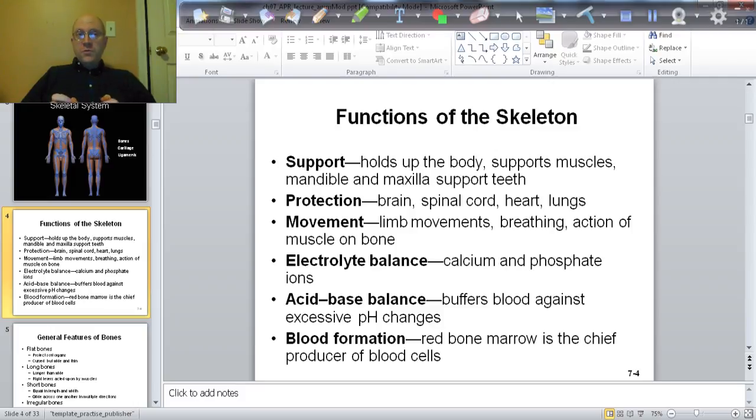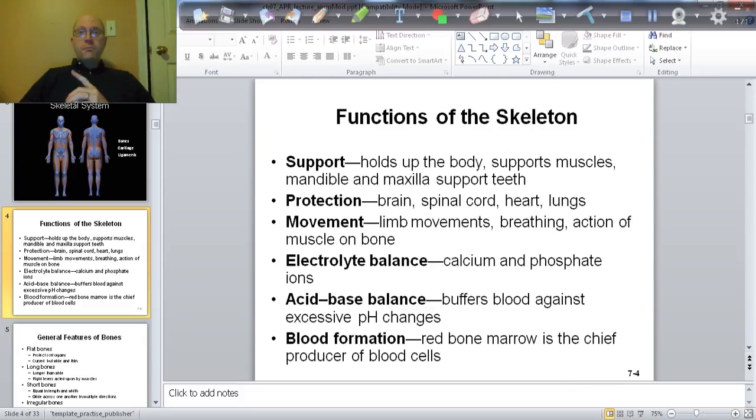If your blood were to become too acidic, then the bone tissue is able to take up some of those free hydrogen ions and take them out of the tissue fluid, which makes it less acidic. And if it were to become too basic, then our skeletal tissues are capable of releasing hydrogen ions, so as to go from being more alkaline towards the appropriate pH value. So no matter which way your pH is changing, acidic or basic, your bones are going to help to resist that change. And finally, blood formation.